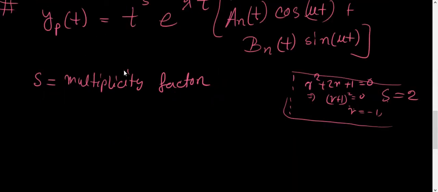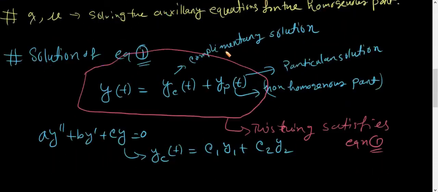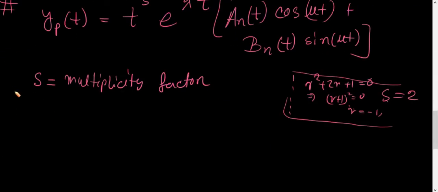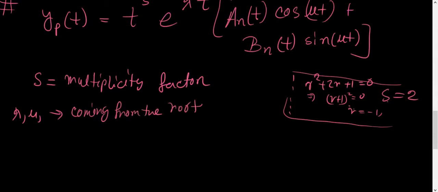So this is our multiplicity factor, and the roots are linear combinations of the lambda and mu that you saw before. Again, I'm going to write them down. They are coming from the roots of the auxiliary equation.